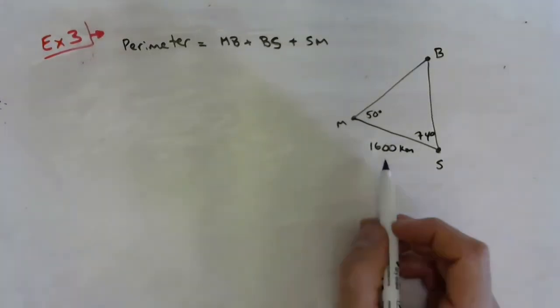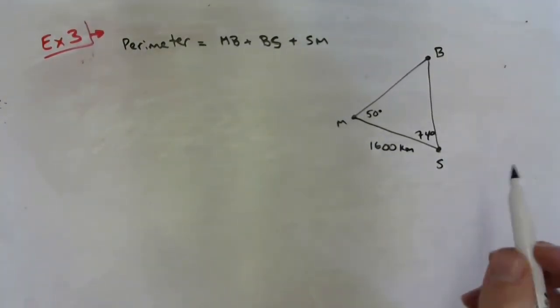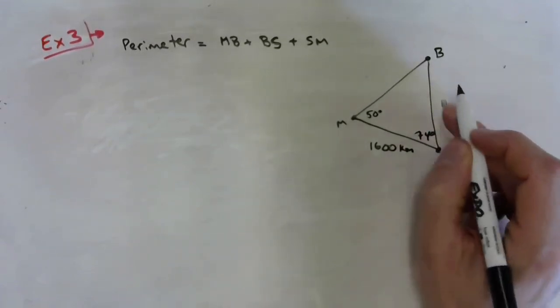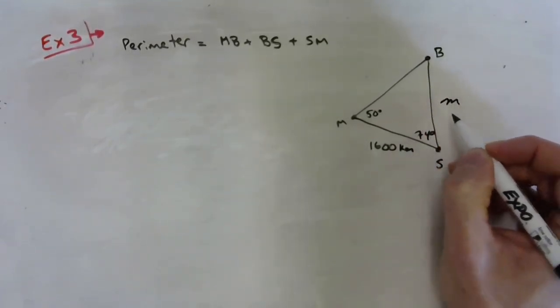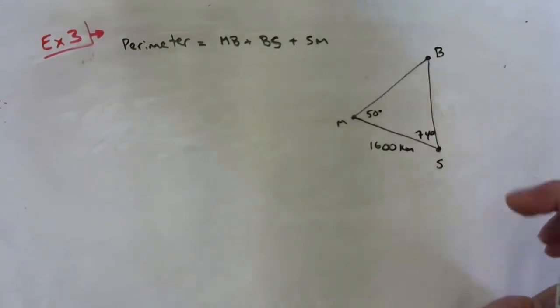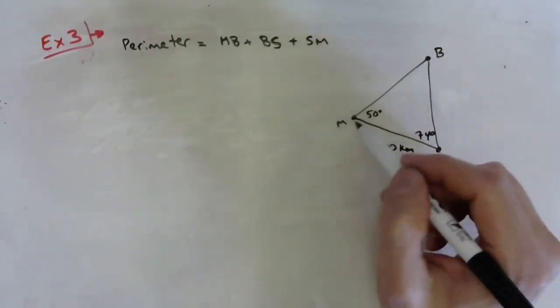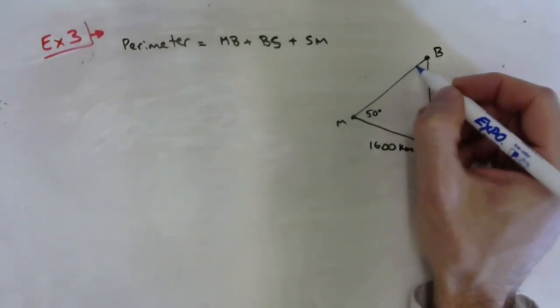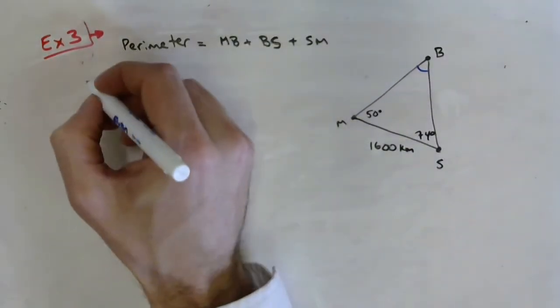We already have one of those. We have MS. Do I have enough information to find side length BS? No, I don't. And what about MB? No. Nope. I have one more step to do. What do I need to do? Yeah, first I need to find angle B here. So I'm going to take angle B.